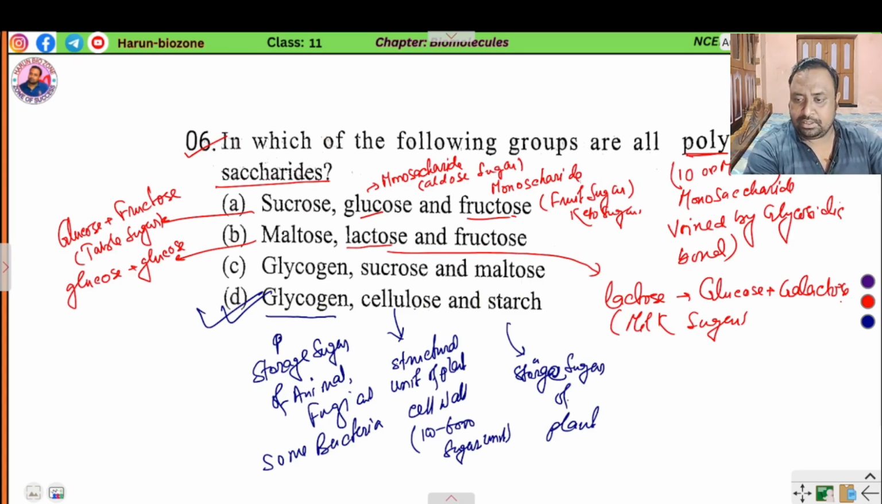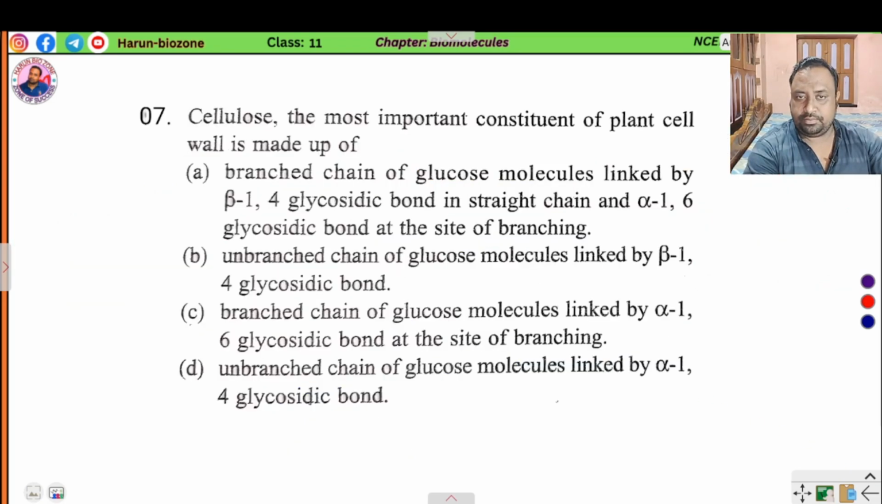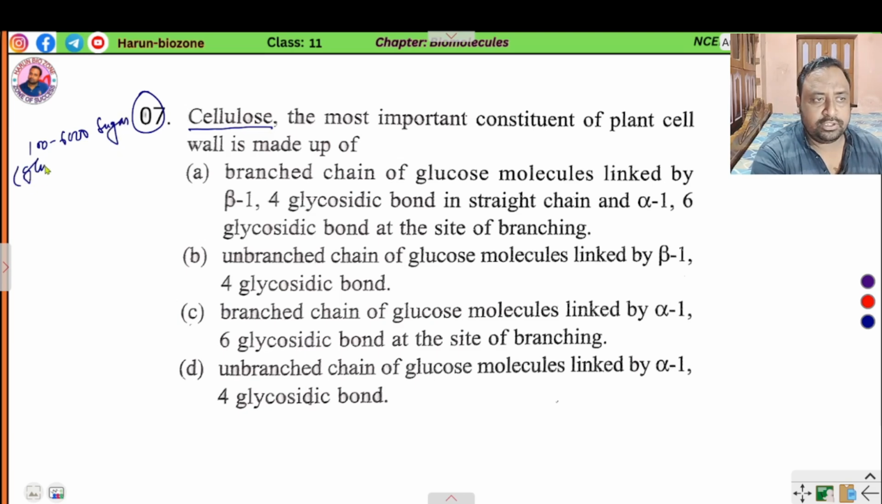Next question, question number 7. Cellulose is a polysaccharide, the most important constituent of the plant cell wall. What is it made up of? Cellulose is made by 100 to 6000 glucose units joined by glycosidic bonds.